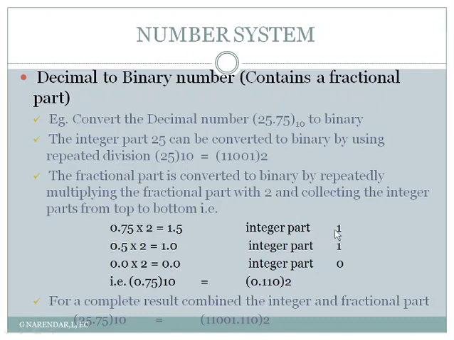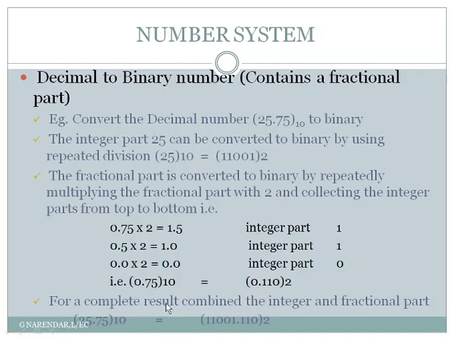Collect all the integer parts that you get while multiplying the fractional parts repeatedly, from top to bottom, and place all these digits after the binary point. That becomes the equivalent of the decimal fractional part.